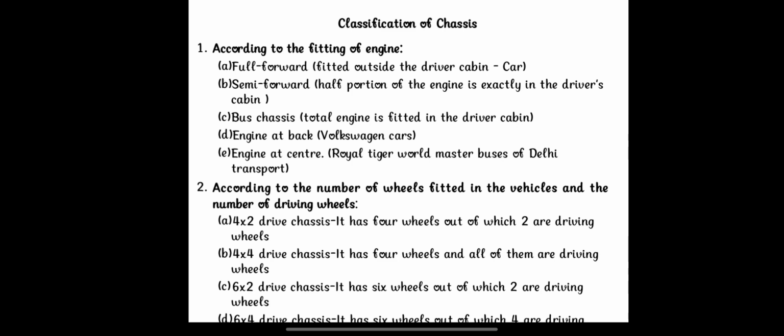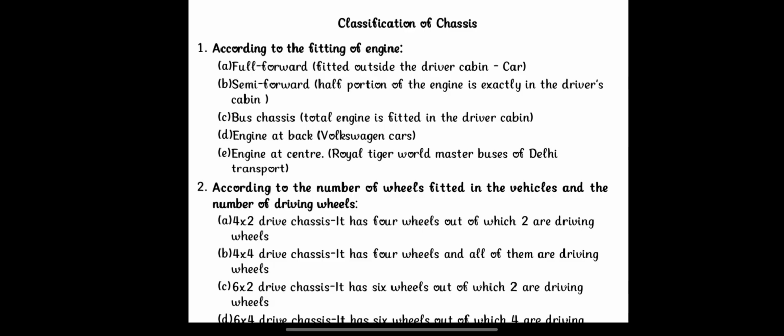So an engine fitted outside the driver cabin is a full forward one. Half portion of the engine is in the driver's cabin, that is a semi forward one. Total engine is fitted in the driver's cabin, that is the bus chassis. Volkswagen cars have an engine at the back, and Royal Tiger World Master buses of Delhi Transport have the engine at the center.